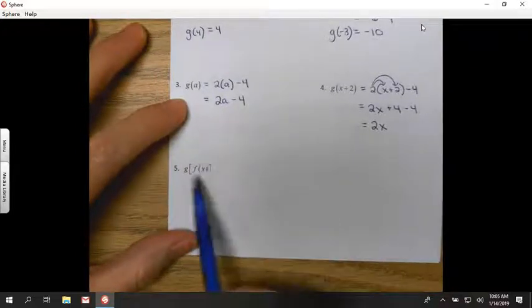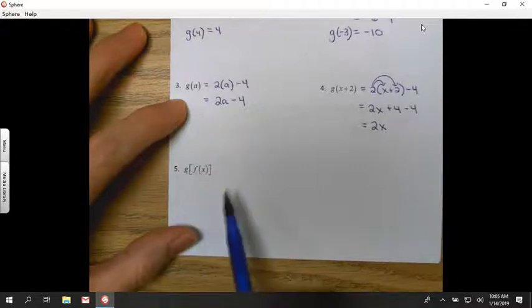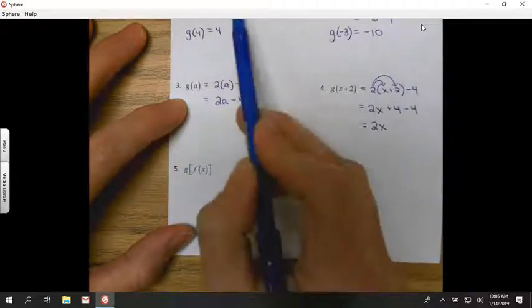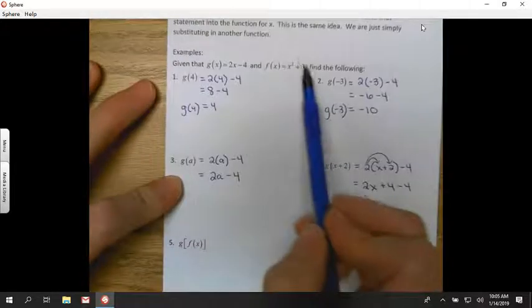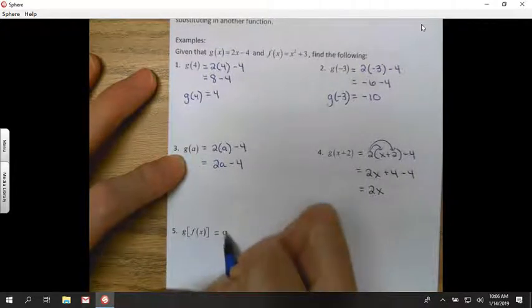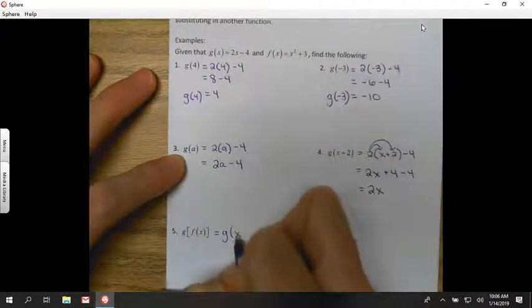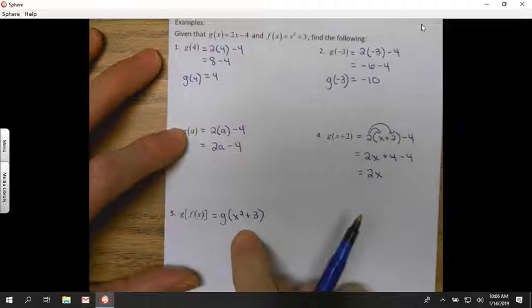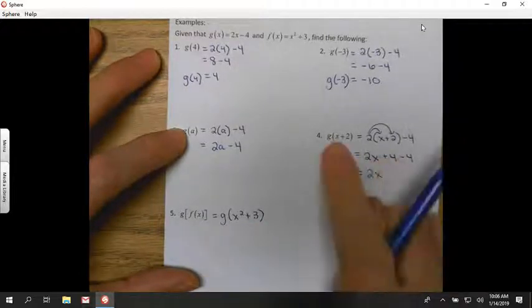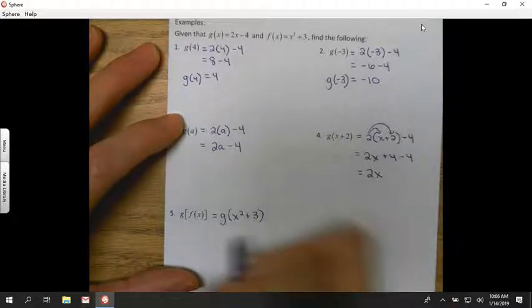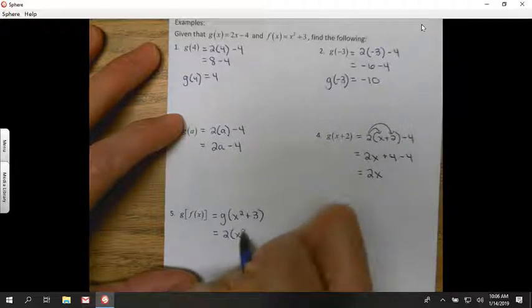So now, let's look at a composite. This is saying g of f of x. So anywhere in my function g that there is an x, this time we're going to replace it with f of x, this whole function. So what I really have is g of x squared plus 3, because x squared plus 3 is f of x. Once I rewrite it like this, it's no different than all the ones up here. I'm simply going to replace any x in my equation g with x squared plus 3.